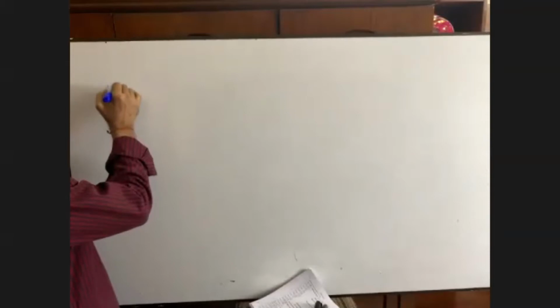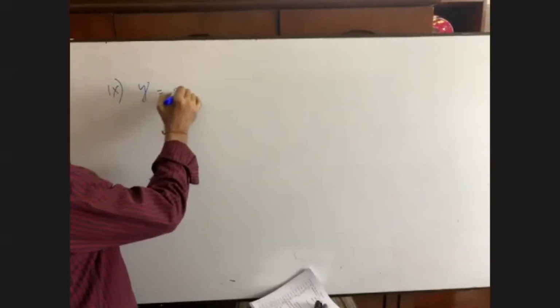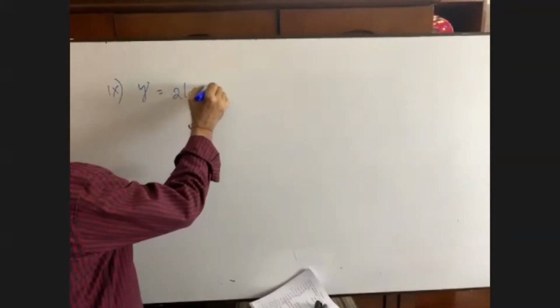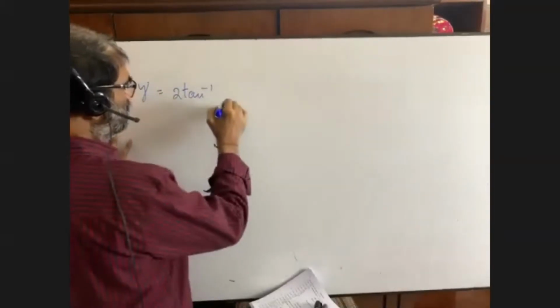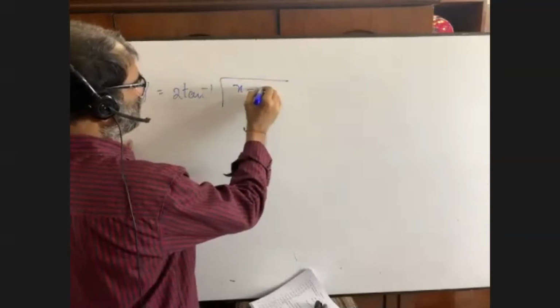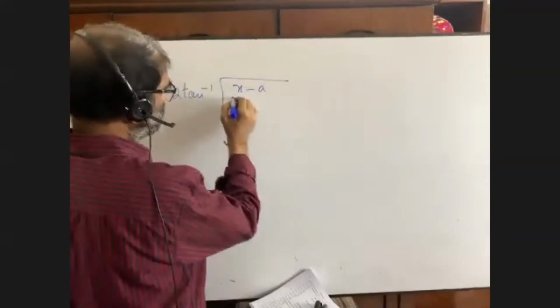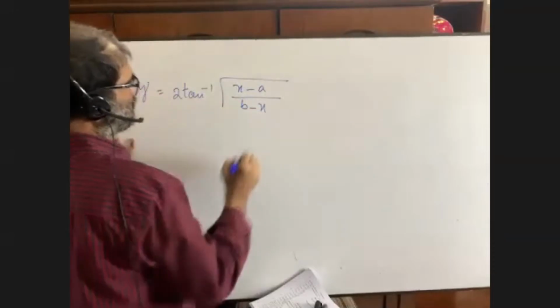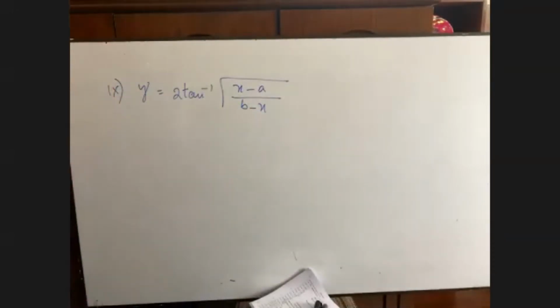Next, 2 tan inverse root over x minus a by b minus x. Okay, do it.